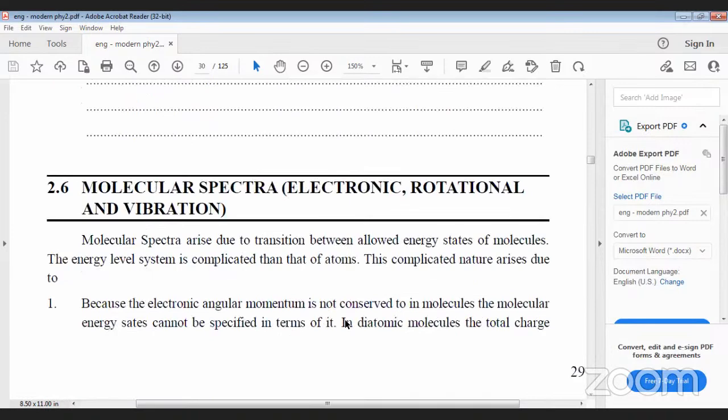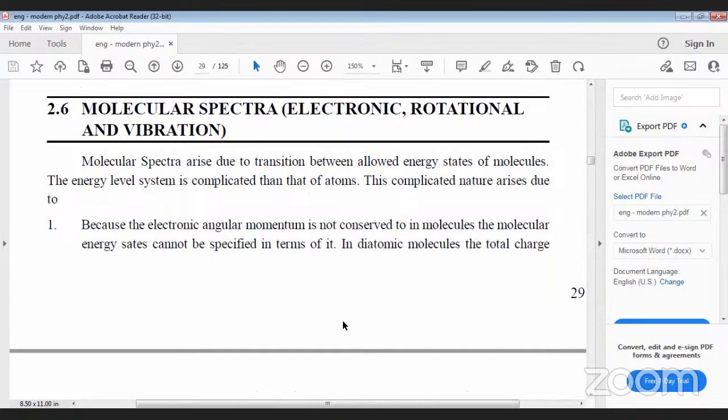You just know about that. What is a molecular spectra? Electronic, rotational, and vibrational. Molecular spectra arises due to the transition between the allowed energy states of the molecules.